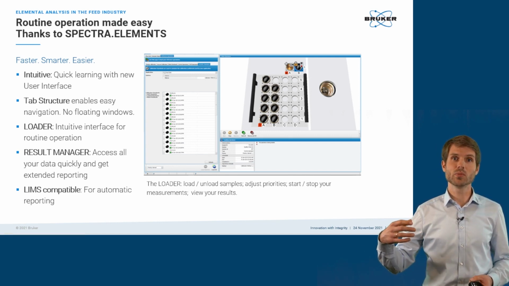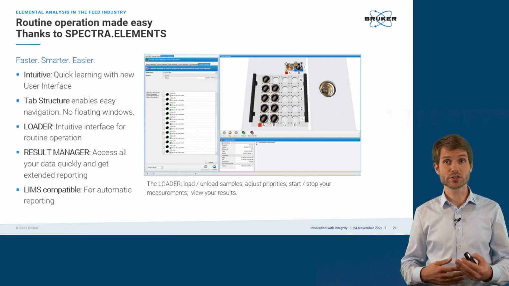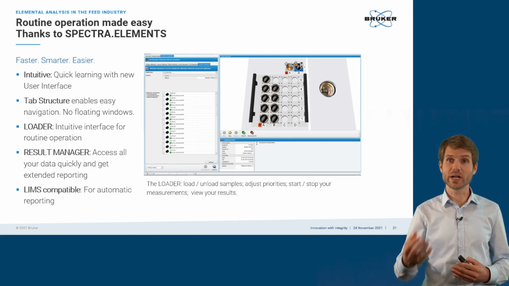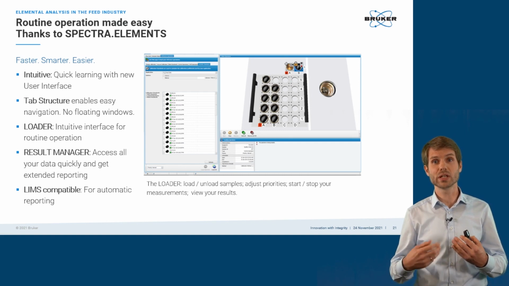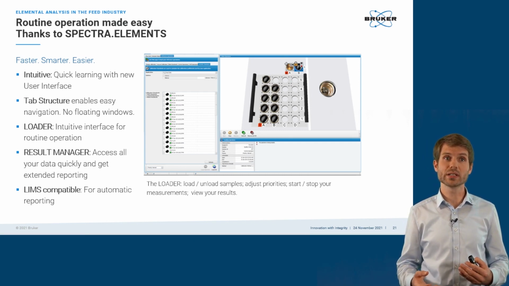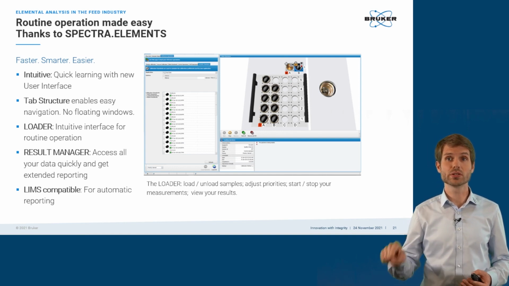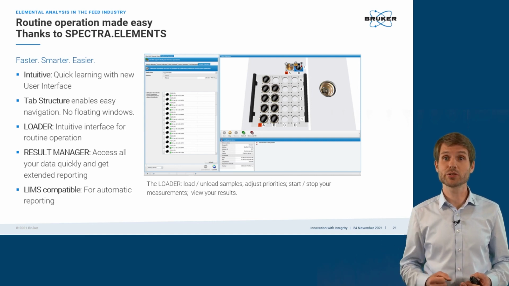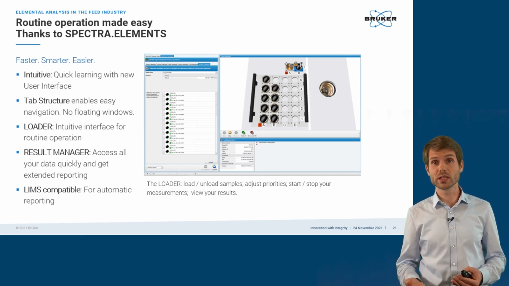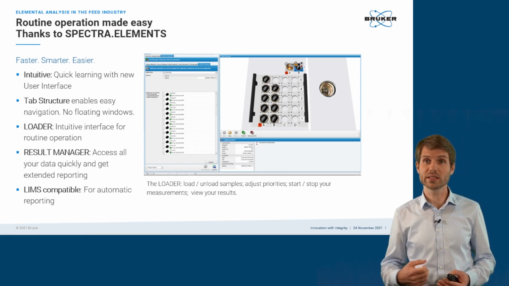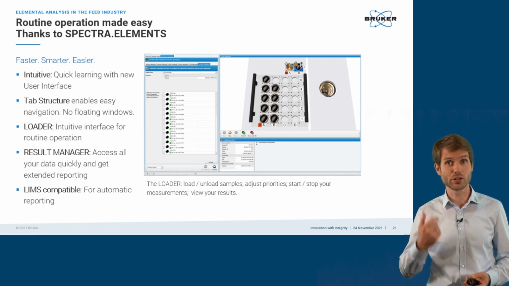So we come in our software with a very intuitive structure. We don't have floating windows, so everything is in one window. You have a tab structure, and we provide hints when needed to guide the user. But in a daily operation, you don't even need to worry about this because all you do, you're in the loader, you press a position, you select the solution and press start. And then in the results manager, you see the results. We have also full LIMS compatibility, so you can retrieve your results automatically and export them to a LIMS system if this is of interest.